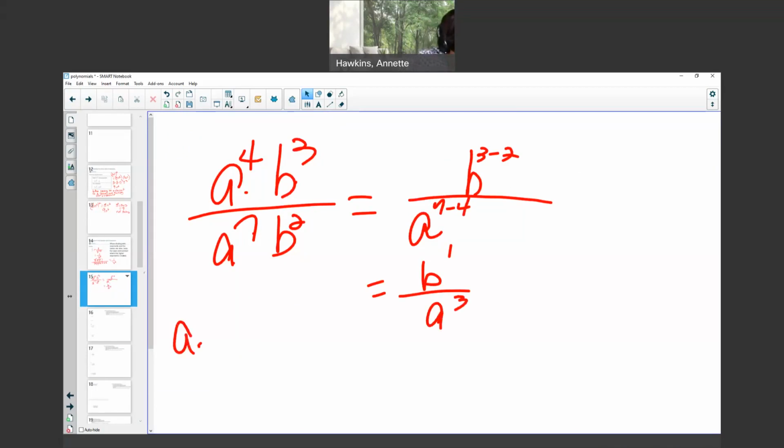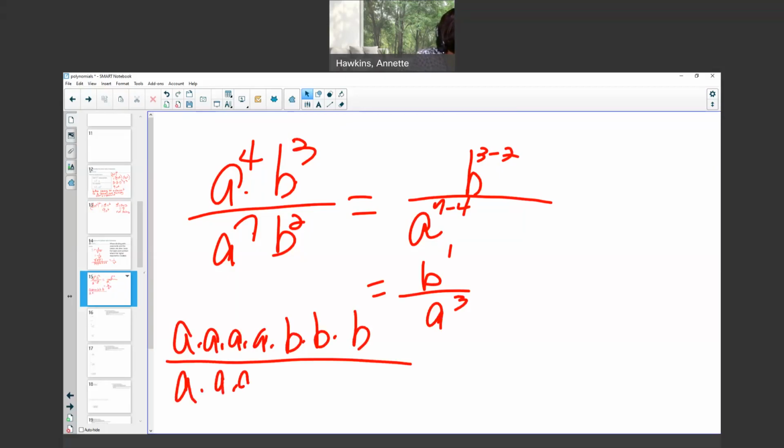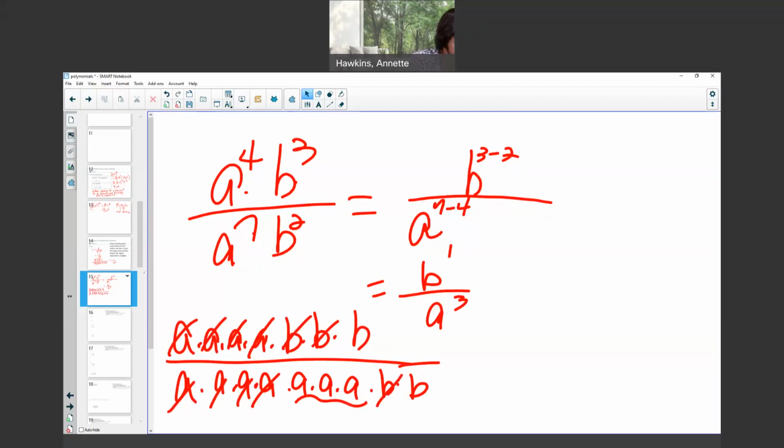The long way, 4 A's, 3 B's, 7 A's, 1, 2, 3, 4, 5, 6, 7, 1, 2. A and A, A and A, A and A, A and A. So I have 3 A's left here, B and B, B and B, 1 B on top.